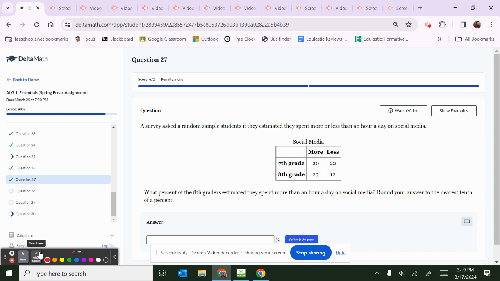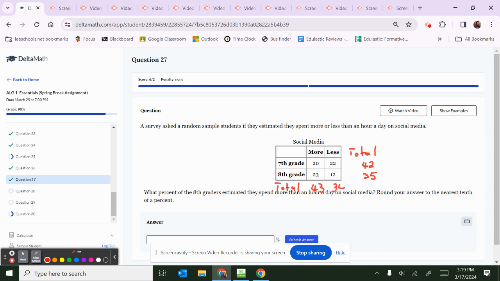First things first, guys, I need to know what the totals are for this two-way table. So I need to know the total here, and the total here. The total would be this 20 plus 22. So the total amount of persons in the seventh grade would be 42 students. How many people would be in the entire eighth grade? There would be about 35 students. How many students use social media more? 20 and 23 will give me a total of 43.